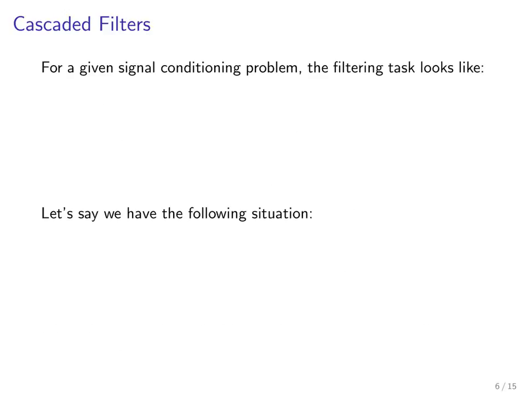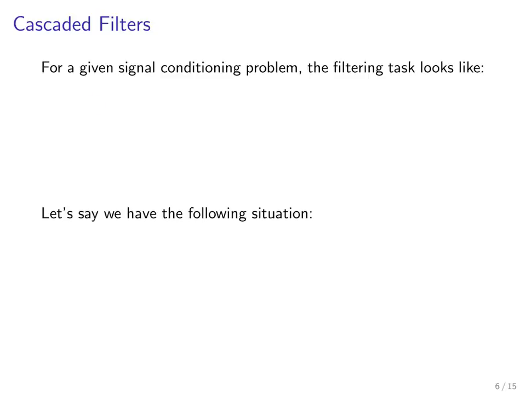Okay, so that introduces active filters. So now we're going to talk about gaining additional degrees of freedom and better suppression of noise using cascaded filters. Right, so graphically, for a given signal conditioning problem, the typical filtering task is the following.